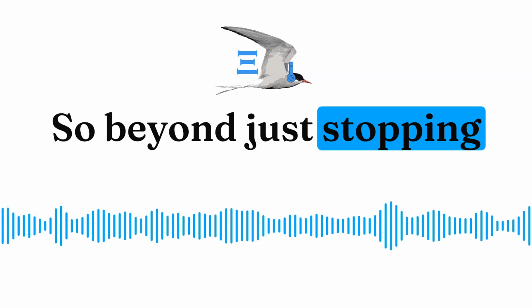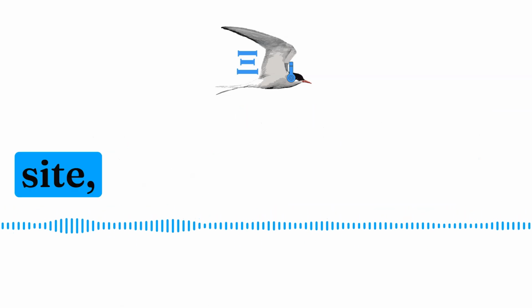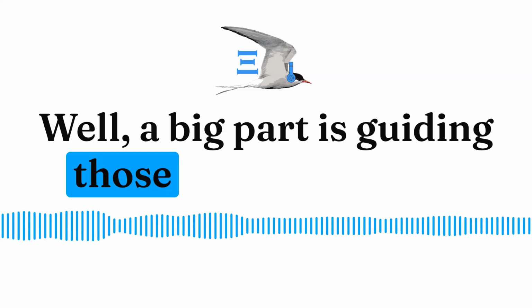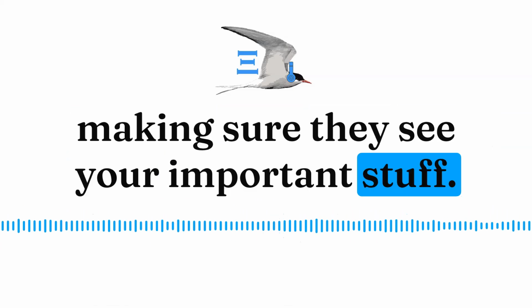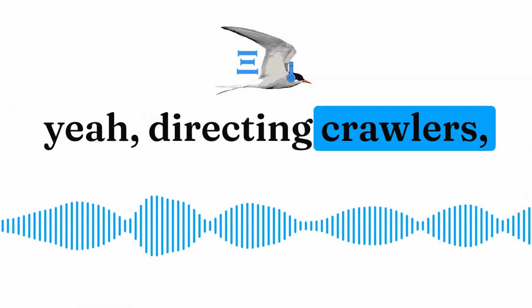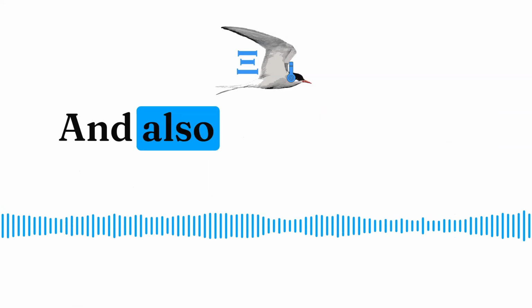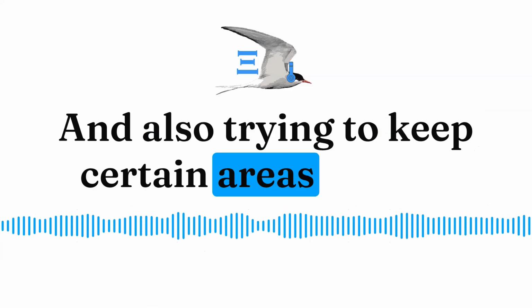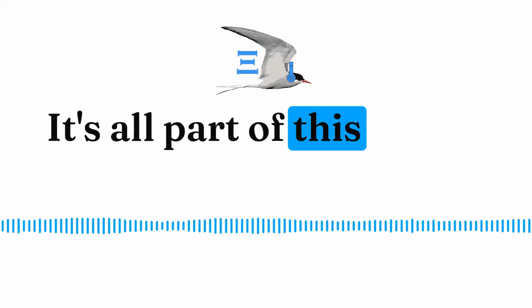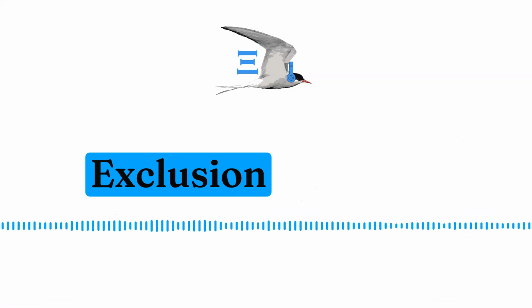So beyond just stopping bots from overwhelming a site, what's the main point? Why is it useful? Well, a big part is guiding those search engines, making sure they see your important stuff. The Bloggle guide mentions common uses like directing crawlers, preventing overload, and also trying to keep certain areas private by asking crawlers not to index them. It's all part of this bigger thing called the Robots Exclusion Protocol.